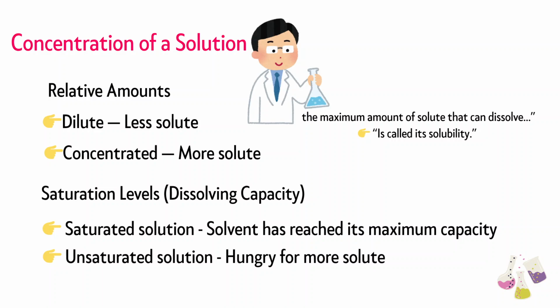Based on how much solute is present, solutions can be classified as dilute, concentrated, and saturated. Dilute and concentrated are comparative terms. This means we compare two solutions. For example, if one solution has less solute, it is dilute. If another has more solute, it is concentrated.